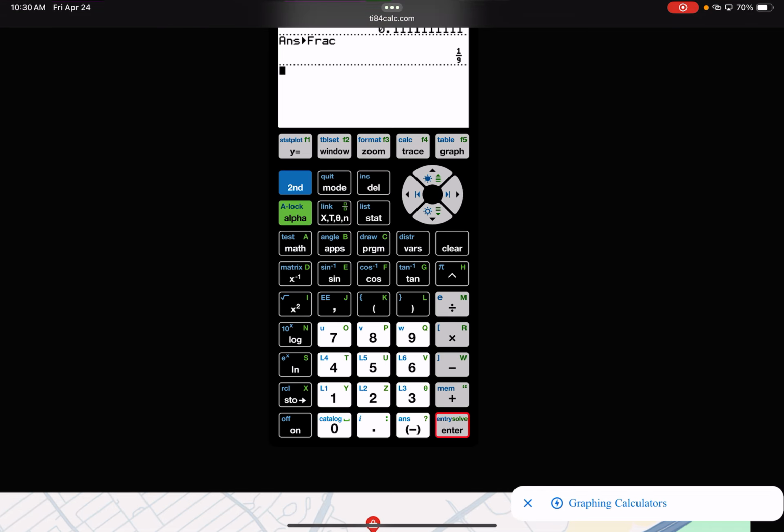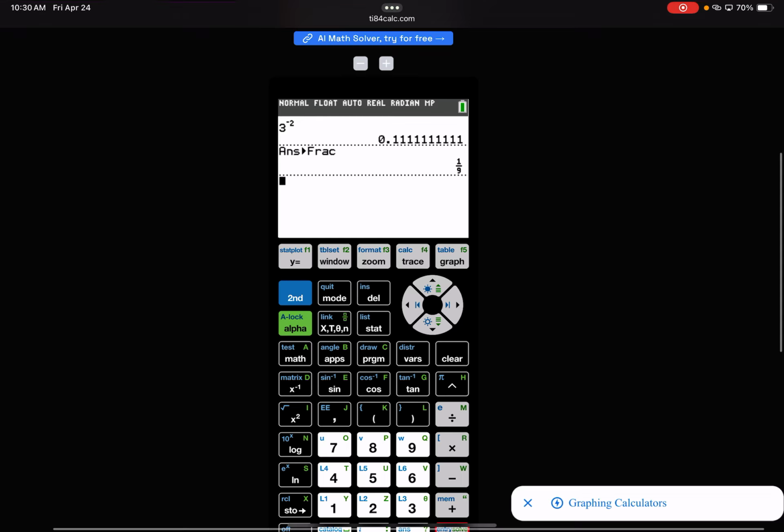That is the fraction equivalent to 3 to the negative 2 power without using negative exponents, which is, we don't like to write answers with negative exponents in math. We don't. So you always have to write them with a positive exponent and then simplify.